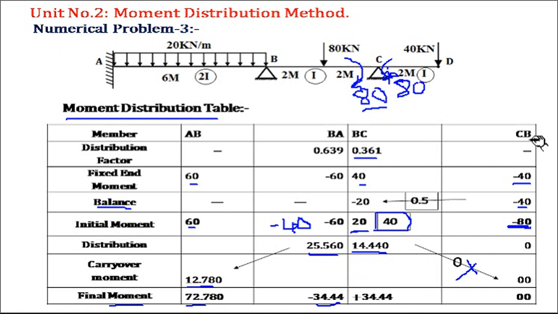And in CB, the moment is not 0, it is minus 80. So minus 80 plus 0 gives minus 80. These are the final moments. Here minus 80 plus 0 should be minus 80; by mistake it is written as 0. So these are the final moments in different members of the continuous beam ABCD. Thank you for watching this video.